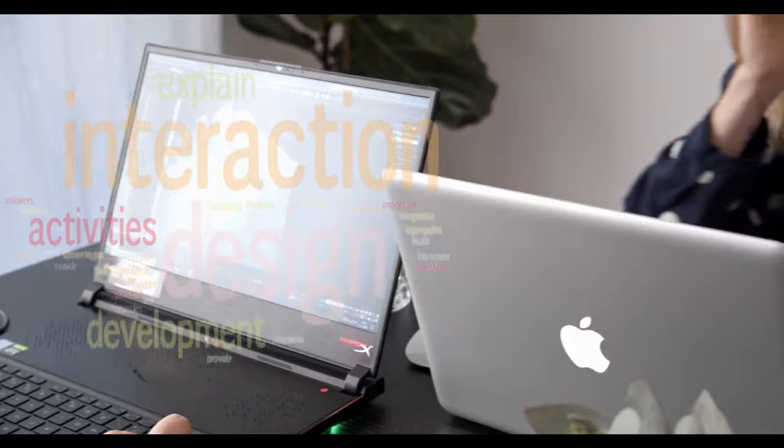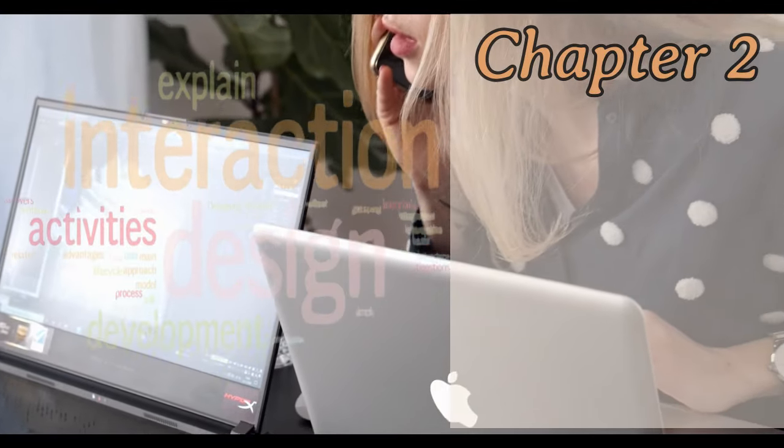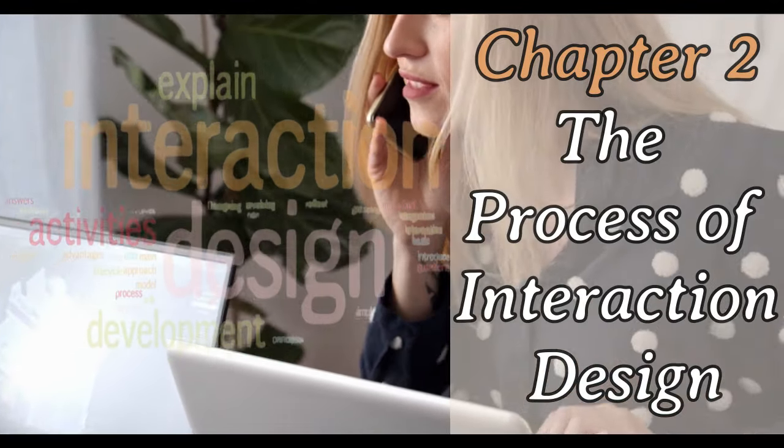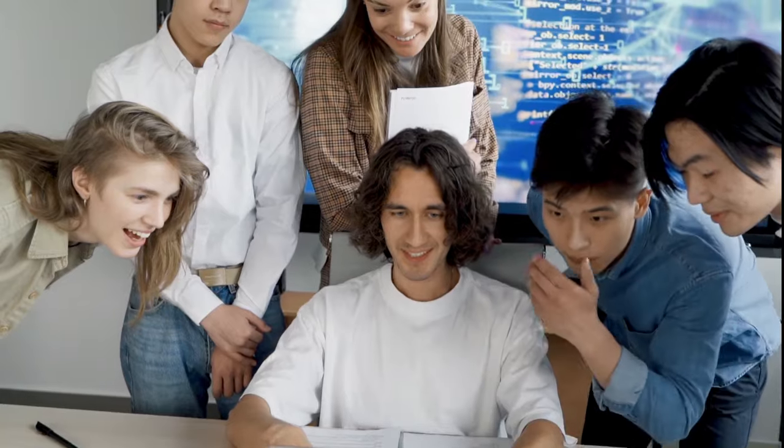Ngayon naman ay talakayin natin ang chapter 2. The process of interaction design. The main goals of this chapter are to accomplish the following.